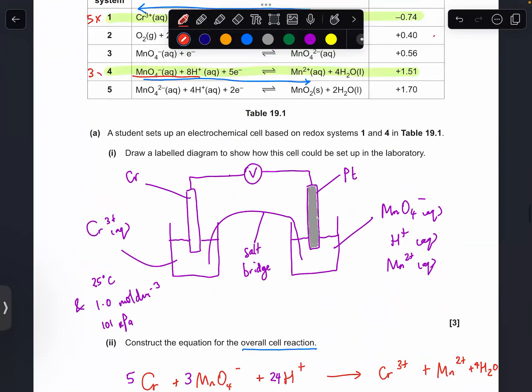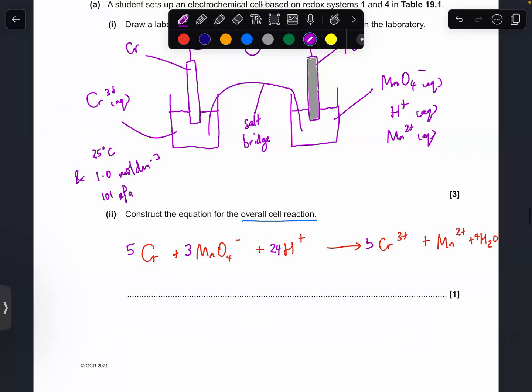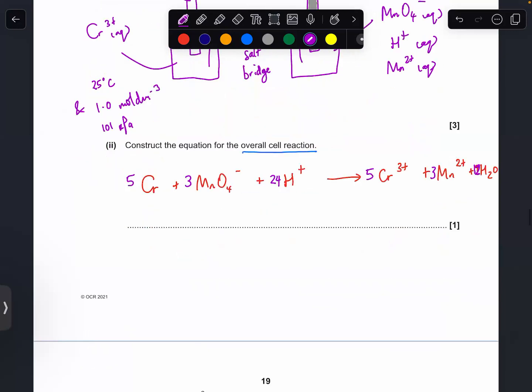But we need to times that equation by 3. So that was by 5, this one is by 3. And 4 times 3 is going to be 12. 5, 3, 24, and then 5, 3, 12. Yep, the mark scheme supports that.